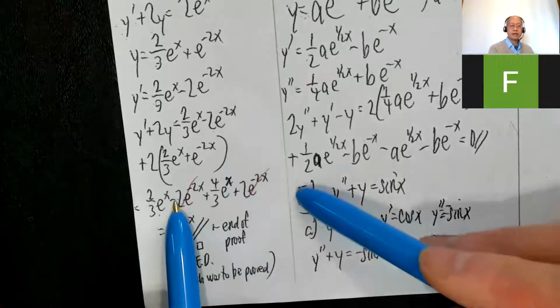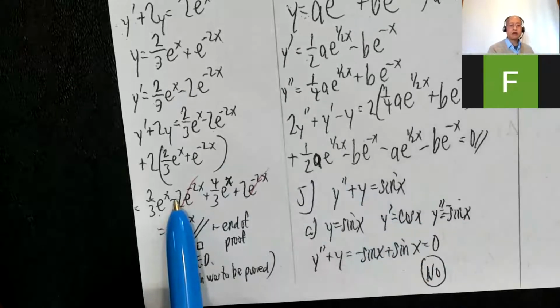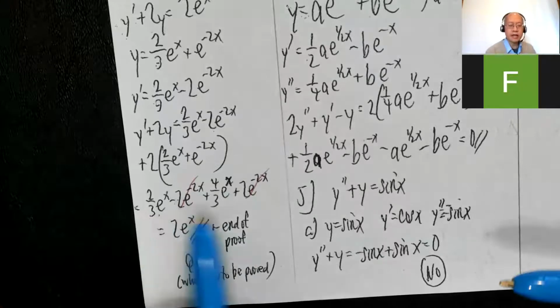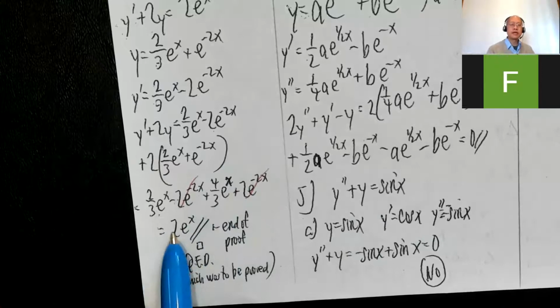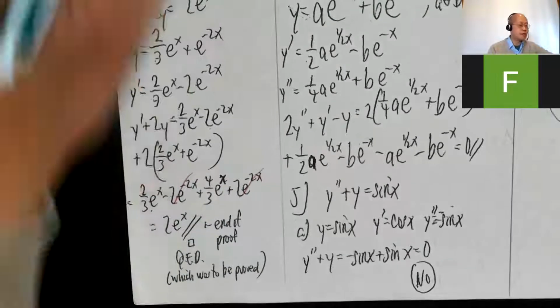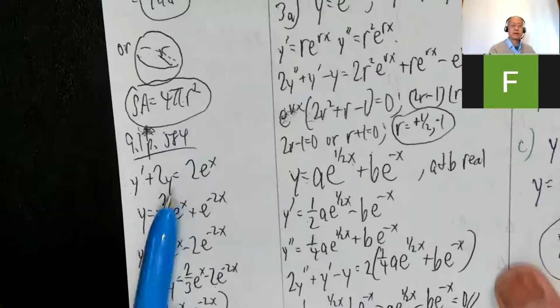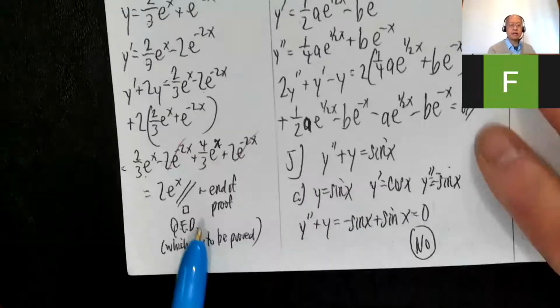That cancels that. And lo and behold, I now have 2/3 e to the x plus 4/3 e to the x, which is 6/3 or 2 e to the x. What do you know? It works. Okay. That's it. That's the end of the proof.